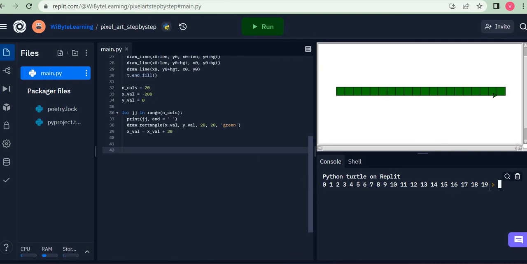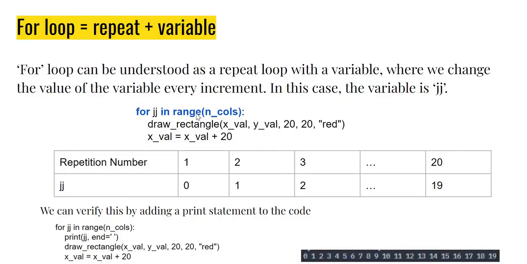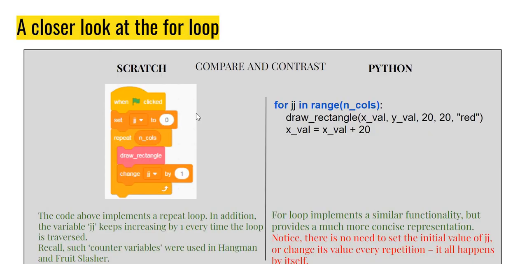And this should really not surprise us because we have previously seen the range function. It gives us a sequence from 0 to 19 in this case. And we are really telling JJ to take values in this range. So what's really going on here? Let's just go back again to Scratch and see how we would implement something like this in Scratch, right? And this is quite insightful, I think.